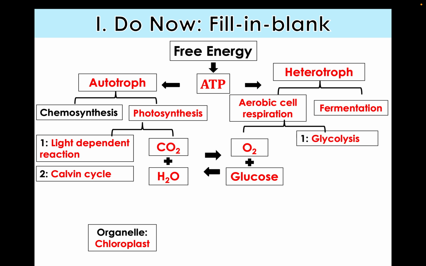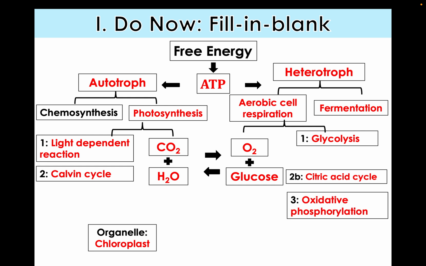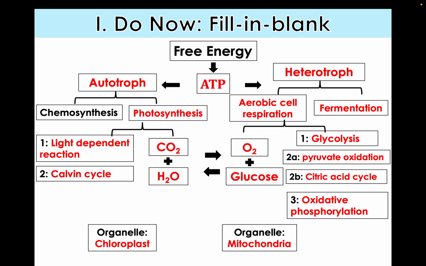There are 3 or 4 stages to aerobic cellular respiration. The first one is glycolysis, then the citric acid cycle, and then oxidative phosphorylation. But like I've told you before, sometimes pyruvate oxidation gets clumped in with the citric acid cycle, so it gets left out. Some books would say there are only 3 stages, but we've been teaching it as 4: glycolysis, pyruvate oxidation, citric acid cycle, and then oxidative phosphorylation. As you know, the 2A, 2B, and 3 all occur in the mitochondria, while glycolysis occurs in the cytoplasm of the cell.